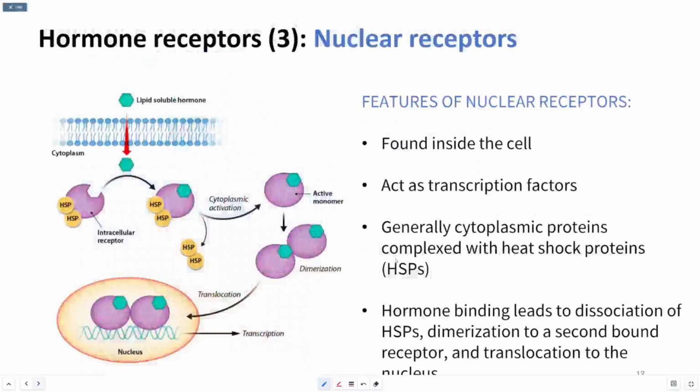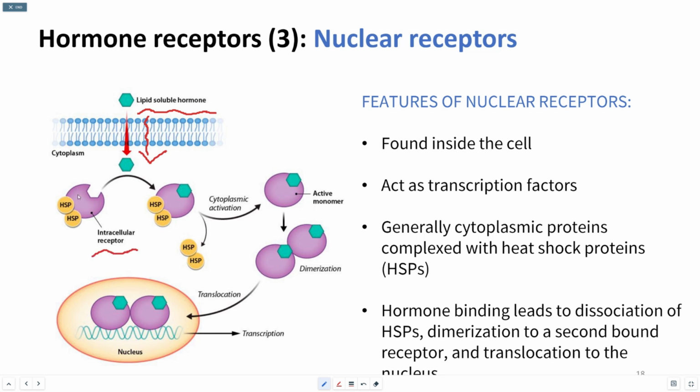Hormone receptors are nuclear receptors. Nuclear receptors are the ones found within the cell, and they serve as a transcription factor. They directly target the DNA and increase transcription. When a lipid-soluble hormone comes along, it's going to be able to penetrate the cell membrane without any problem, and it's going to target an intracellular receptor located in the cytoplasm.